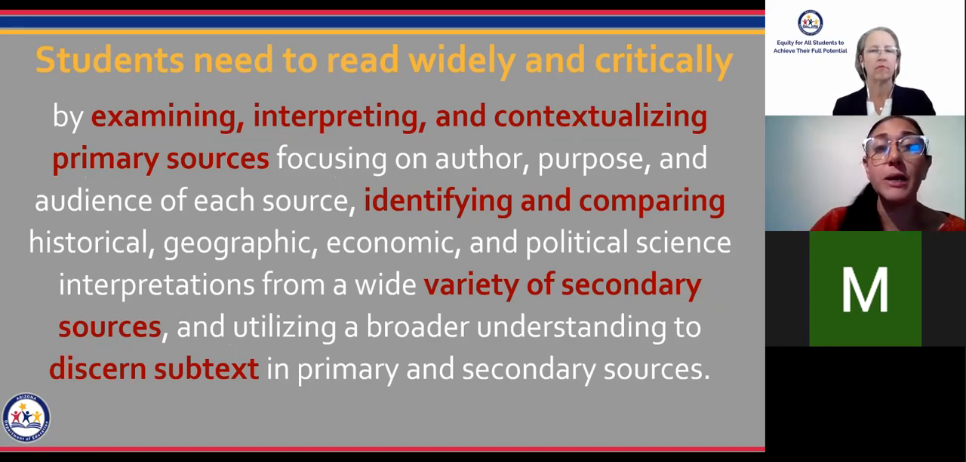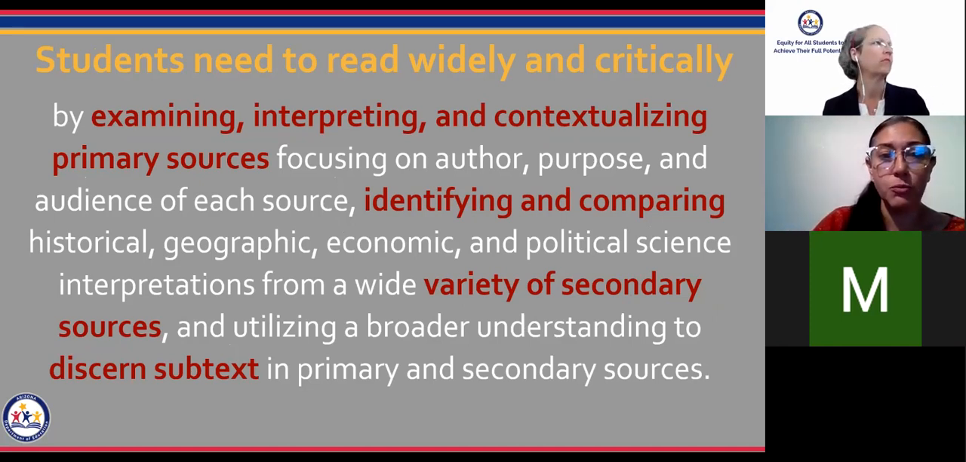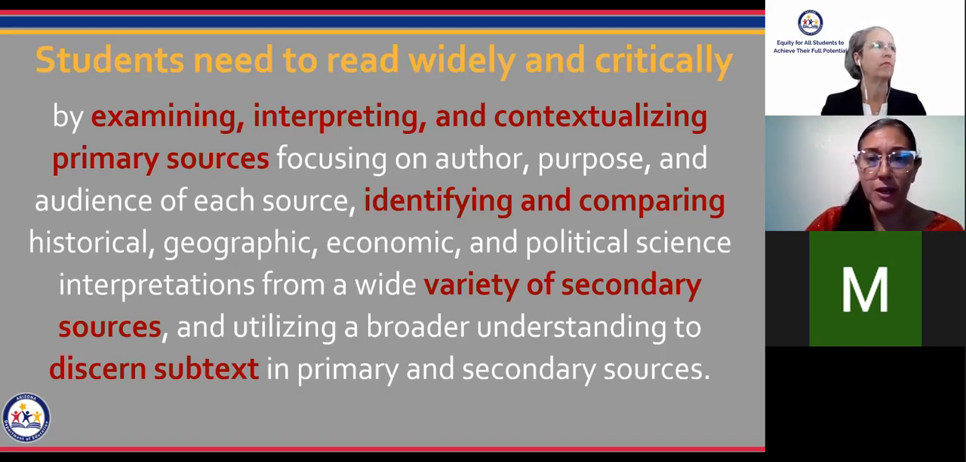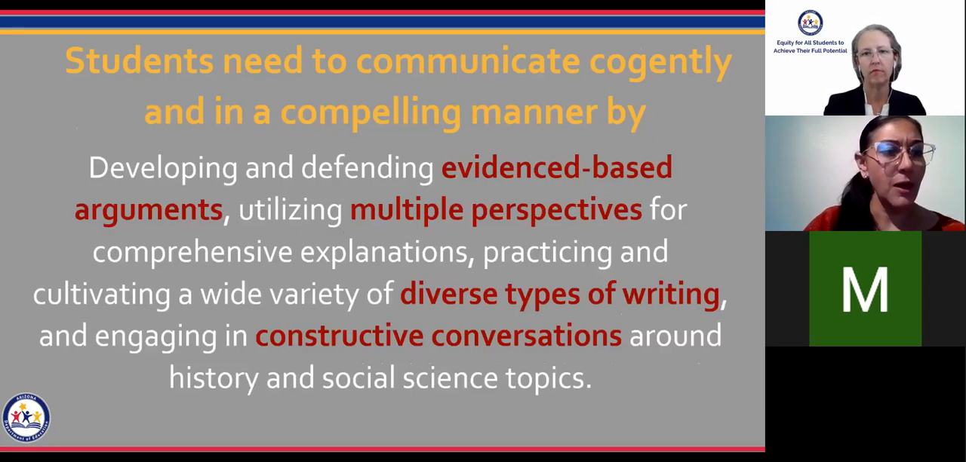So in order to read widely and critically, look at some of these red words that stand out here. Some of the white ones as well. Examining, interpreting, and contextualizing primary sources. I know we're kindergarten through second grade teachers, but those primary sources are so important. Identifying and comparing a variety of secondary sources. I think we're better at using secondary sources. Primary is always hard to get in, so that's a good one. Discern subtext. Okay, so great job on all of the ones that you had said too. Very good, and we can go to our last one.